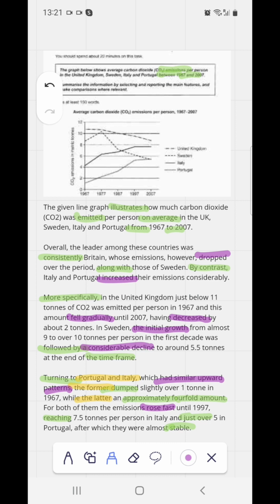So as you can see here, I wrote all these verbs and nouns different. I mean, I didn't repeat dropped and dropped or increased and increased all the time. So this is what you have to do to achieve a good band score. So that's it for today's analysis of this answer.